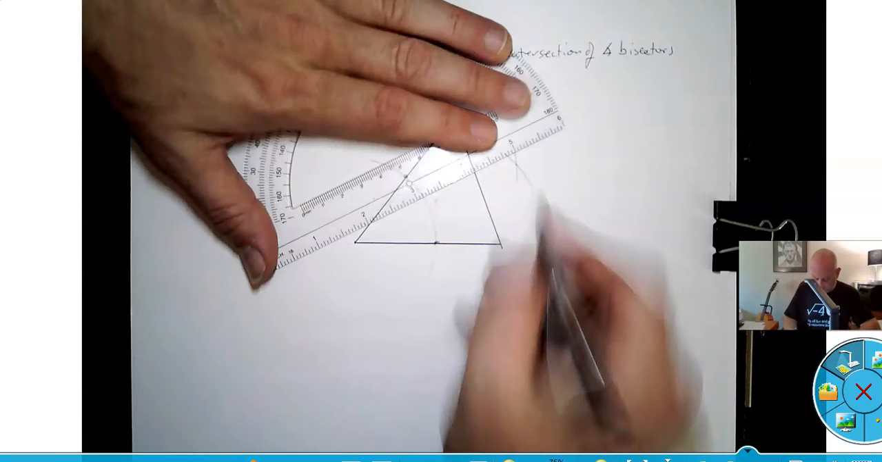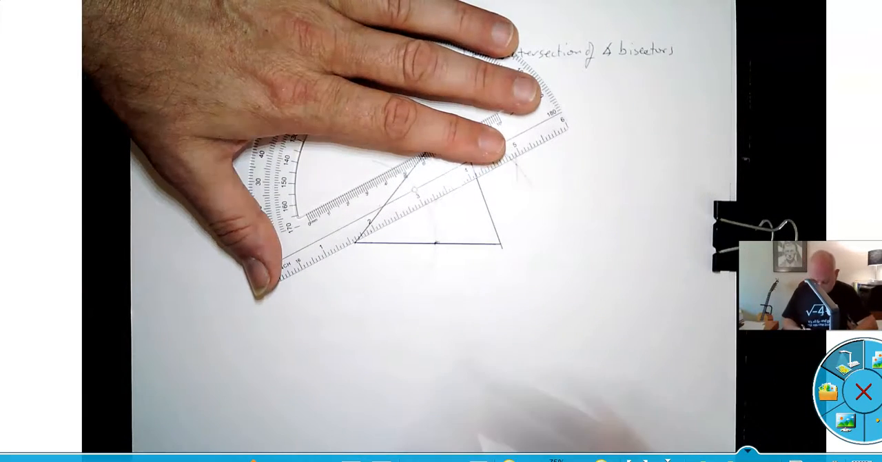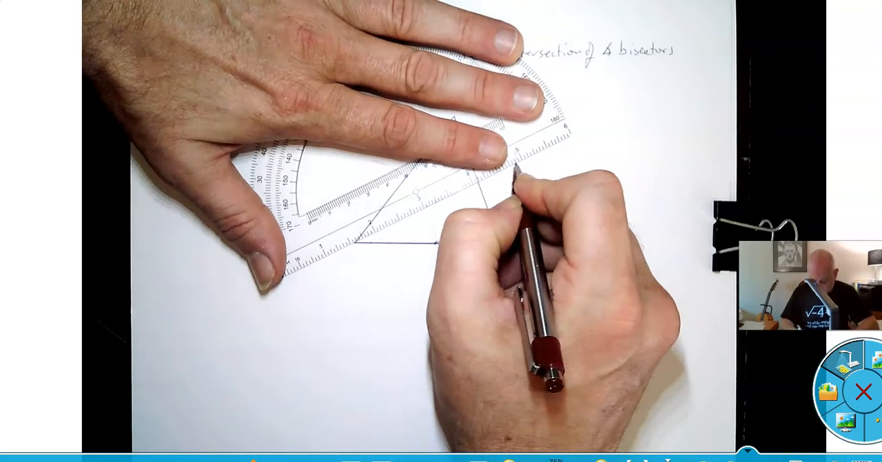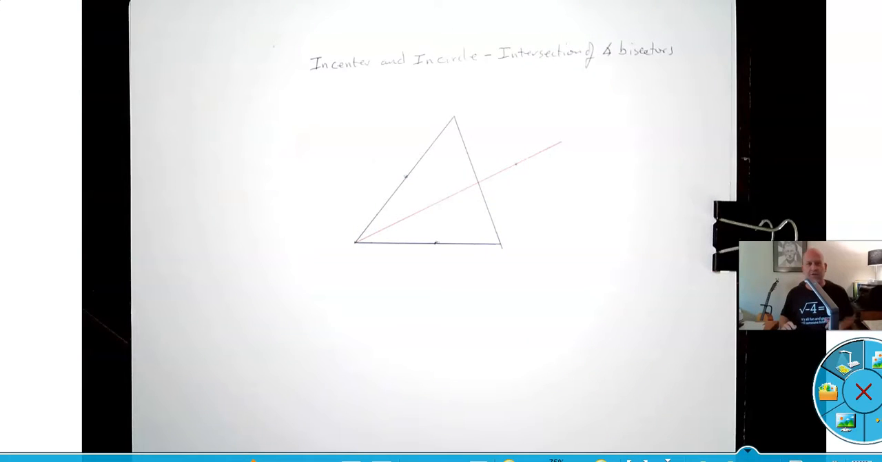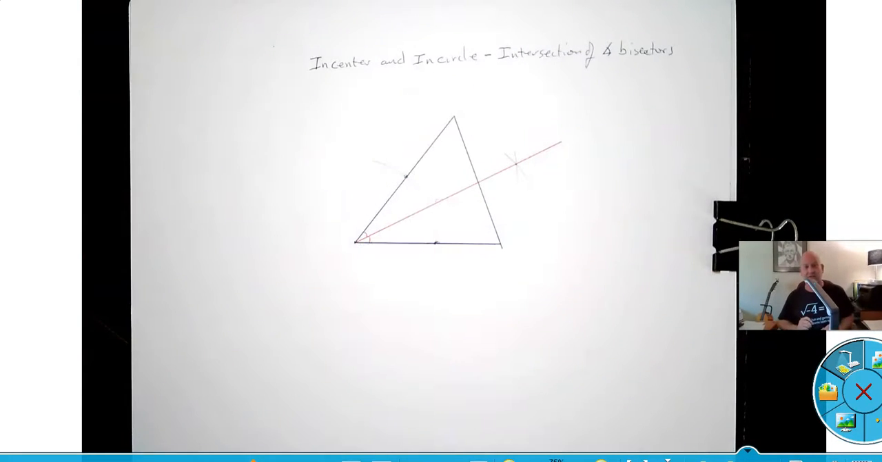Okay, let's do that in a different color just so it's clear what I'm given and what I constructed. So there's our first angle bisector. I can say that this is congruent to that. Now we need to do that with each of the other angles.